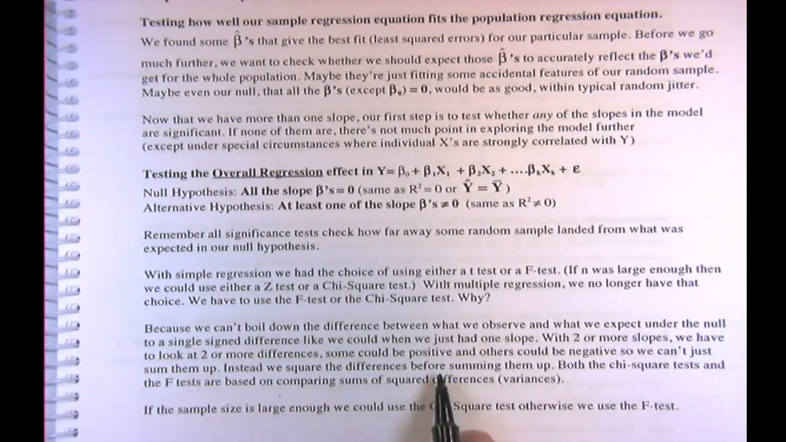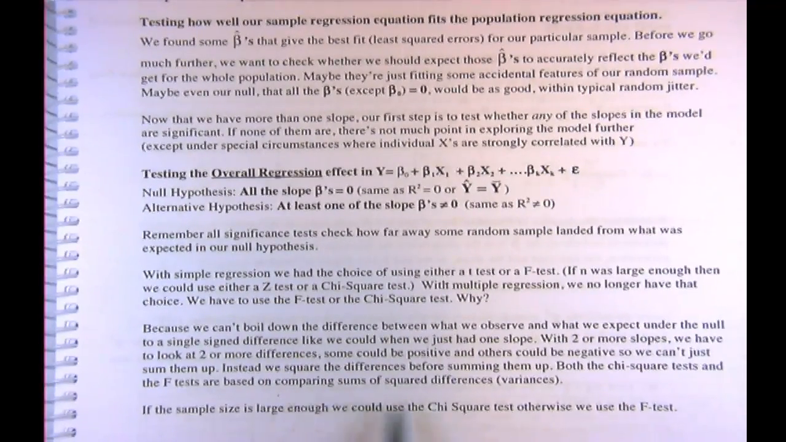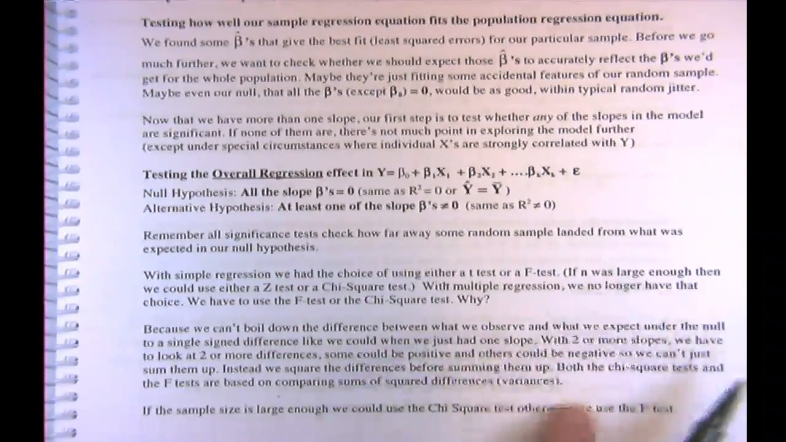Instead, we have to square the differences before summing them up to get rid of the signs. And both the chi-square test and the F-test are based on comparing sums of squared differences, called variances. You've seen this many times before.